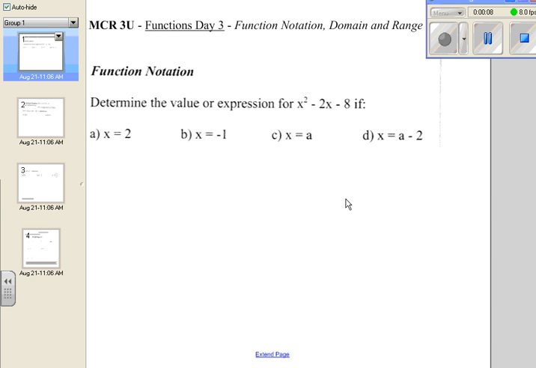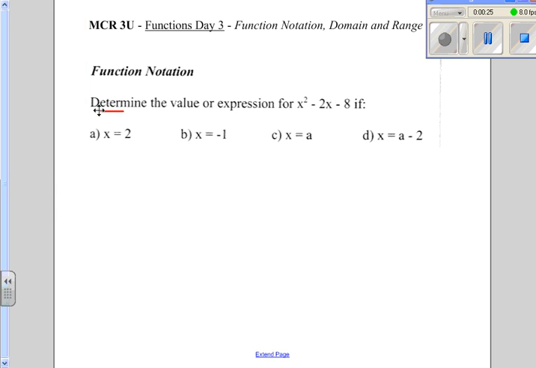Let's determine the value or expression for x squared minus 2x minus 8 if x equals 2, x equals minus 1, x equals a, and x equals a subtract 2. We've seen this before. When we have an expression and we're asked to determine the value, we are basically telling you that we have an expression, y equals x squared minus 2x minus 8, and I am asking you to substitute x equals 2 into that equation to get its value.